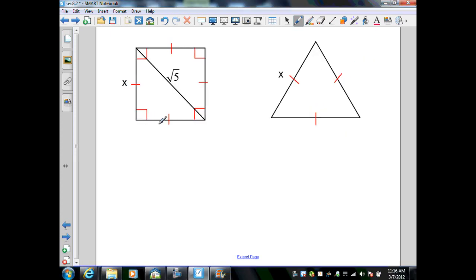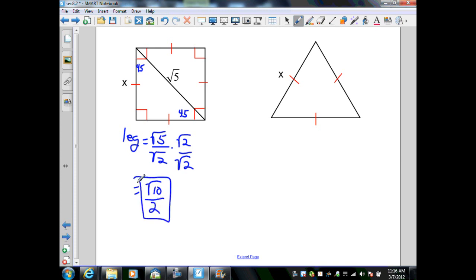In this diagram, I have 4 congruent sides with 4 right angles. Therefore, I'm given a square. That tells me that this is going to be a 45, 45 isosceles right triangle. And here I am given the hypotenuse. I can determine the leg by taking the hypotenuse, which is the square root of 5, and dividing that by the square root of 2. Rationalizing, multiplying the top and bottom by the square root of 2, gives me the square root of 10 over the square root of 2 times the square root of 2, which is the square root of 4. The square root of 4 is 2. And that is in simplest form.